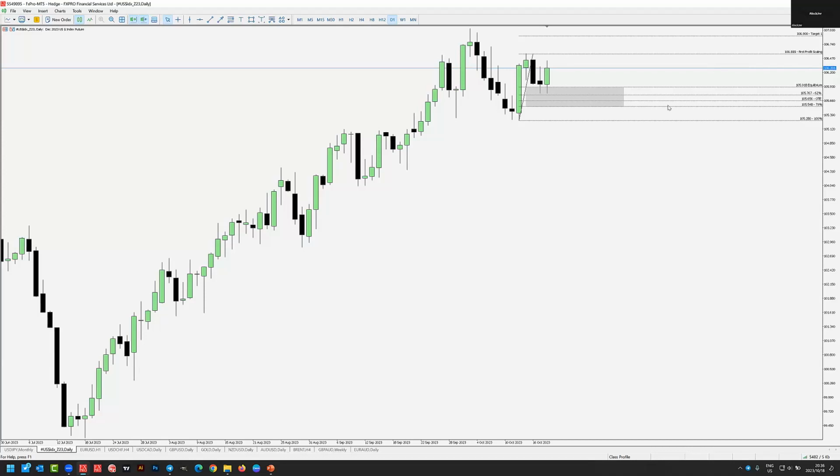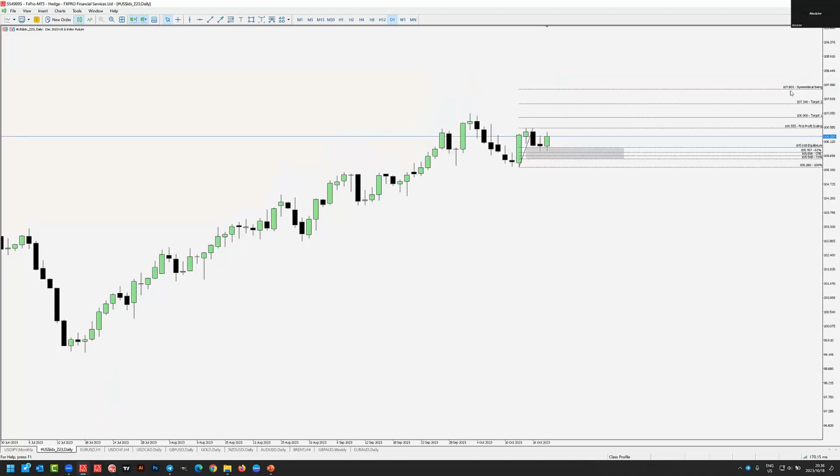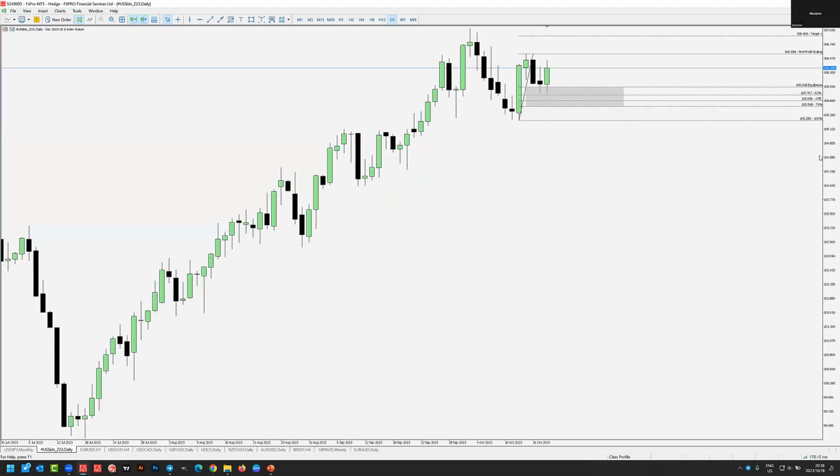Meaning if you buy, say, around 105.65 or 105.76, your first take profit target is up here. Then you also get target 2 and then the symmetrical swing. So in most cases, you use target 1 as your take profit. First profit scaling, this is where you start trail stopping your position so that you don't lose on your target.